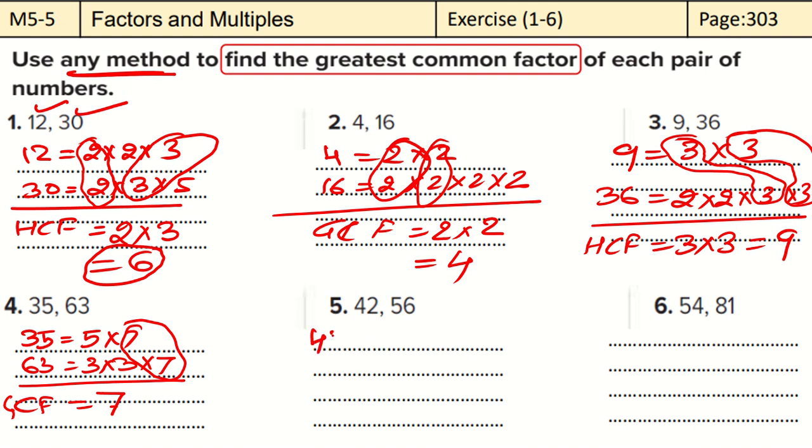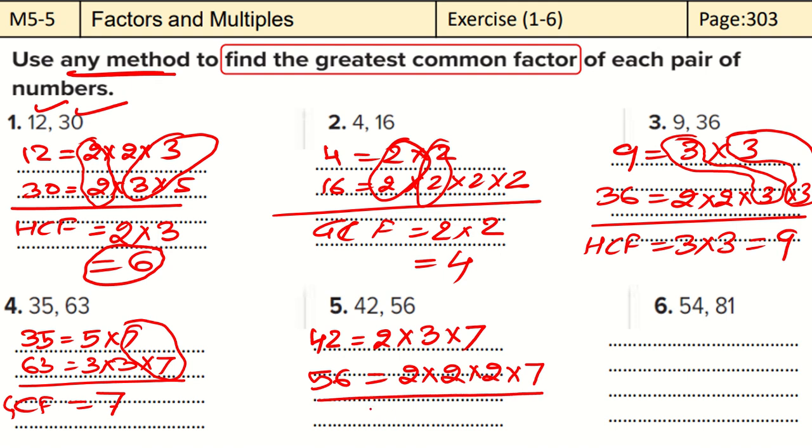Now for 42, this is 2 times 3, 6, 6 times 7, 42. And for 56, it will be 2 times 2, 4, 4 times 2, 8, 8 times 7, 56. 7 cannot be factored because it is a prime number. So the HCF will be, 2 is the same, so write 2 here. Then again 7 will be the same, so write 7 here. So 2 multiply 7 is 14.